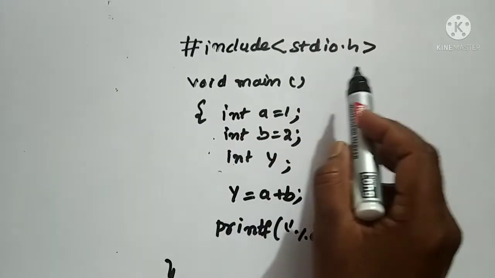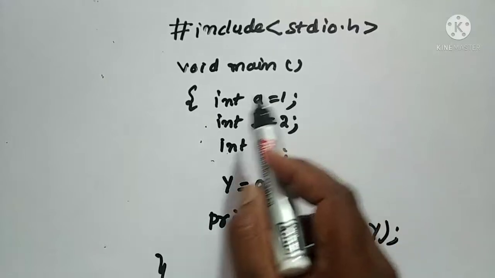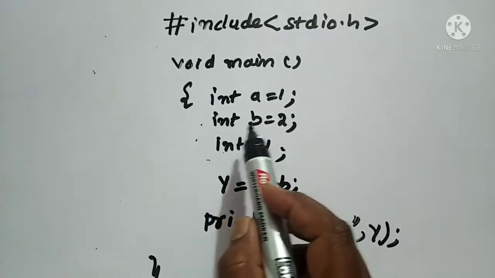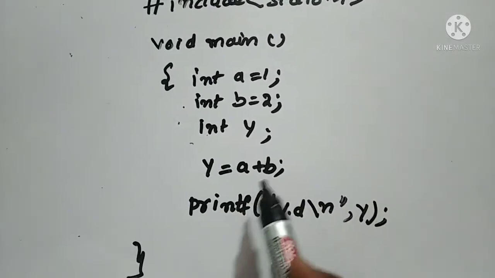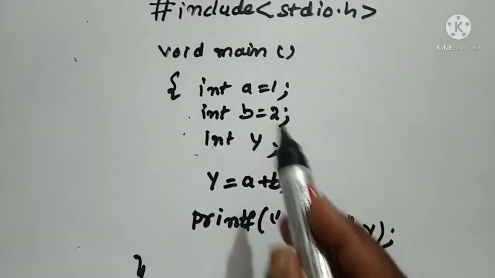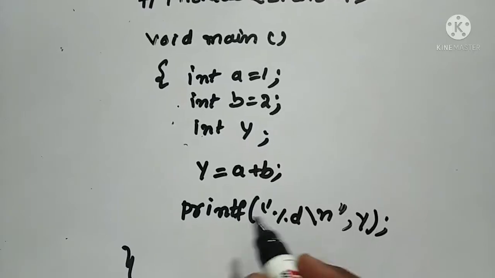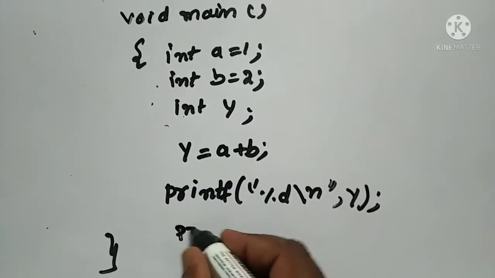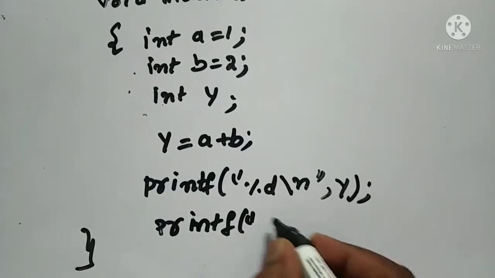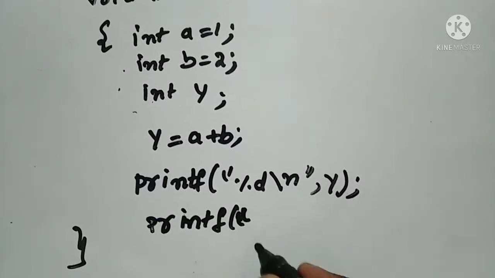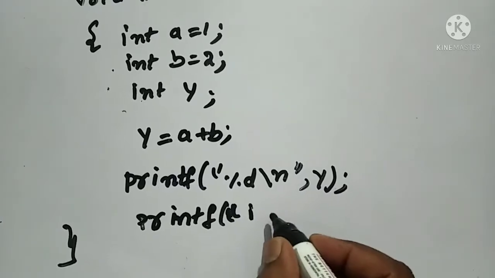#include <stdio.h>, void main, int a first value, second value, int y, y is equal to a plus b, printf. So this is the main program we want. Here we can print any other things also. Any statement also I can print. In double inverted commas, I got the result.